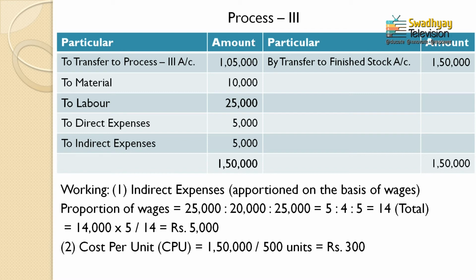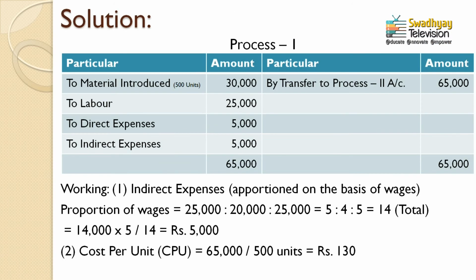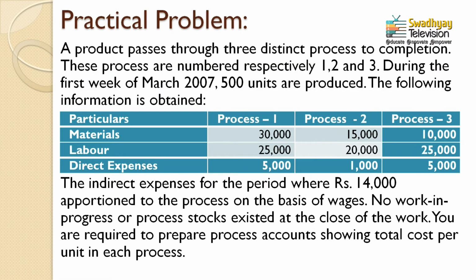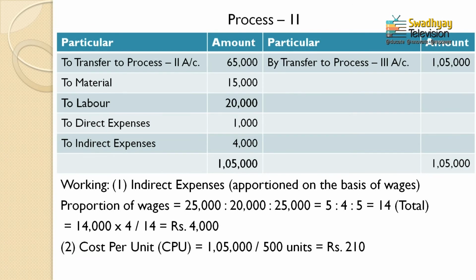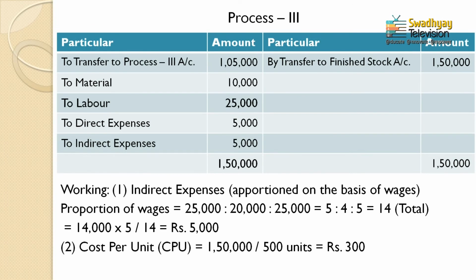This was taken from the question. Material expense incurred in process 3 is 10,000 rupees. Labor expense, that is wages, incurred for the process 3 account is 25,000 rupees. Direct expenses are rupees 5,000. These three expenses are clearly mentioned in the question. See the question: it is mentioned very clearly that 10,000, 25,000 and 5,000 rupees of expense were incurred for process 3, and 14,000 rupees is the indirect expenses. Now see the answer. Process 3 shows all three expenses, 10,000, 25,000 and 5,000 rupees, for material, labor and direct expenses.